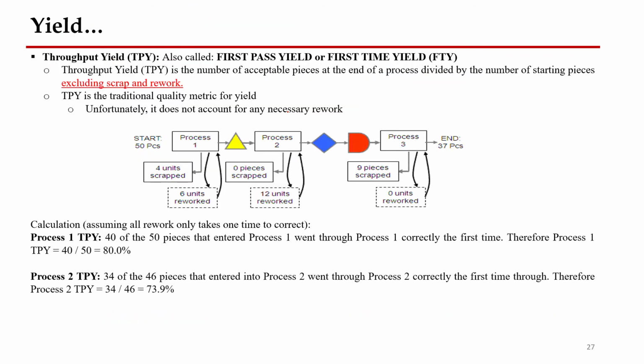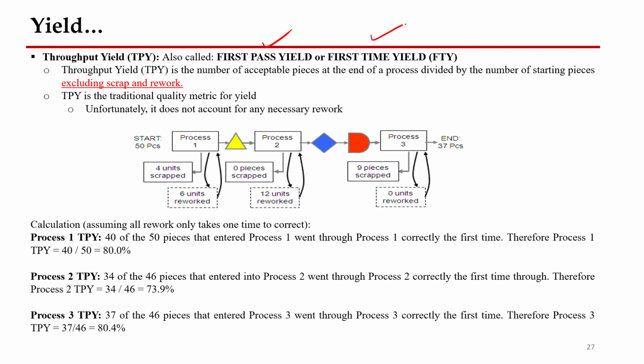The next type of yield is known as first pass yield or first time yield. It is also known as throughput yield, or right at first time yield. In this type of yield, we are incorporating neither scrap nor rework. We are only considering those pieces which we have produced right the first time. So how can we calculate the first pass yield? In process one, we have given the input 50, the same process. We are not going to incorporate scrap or rework while reporting first pass yield. So the output is 40, and the process one yield is going to be 40 divided by 50, which is 80%.